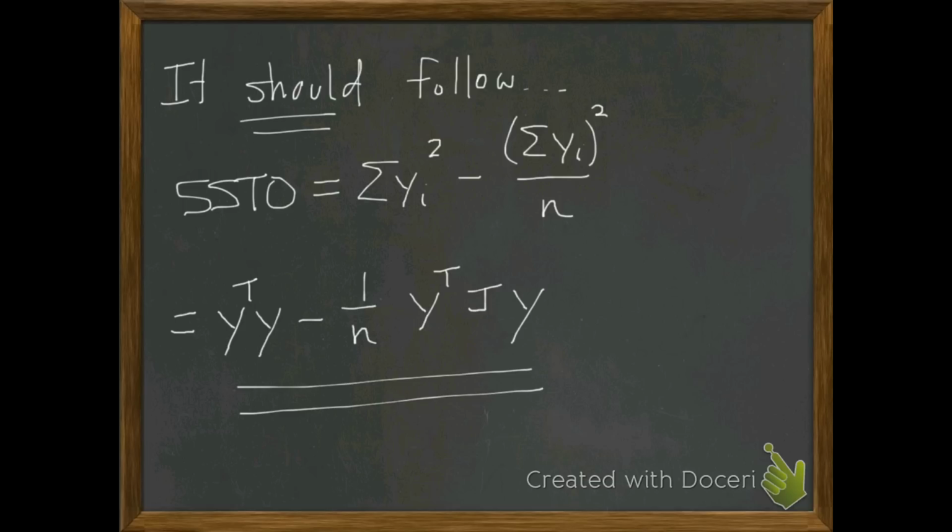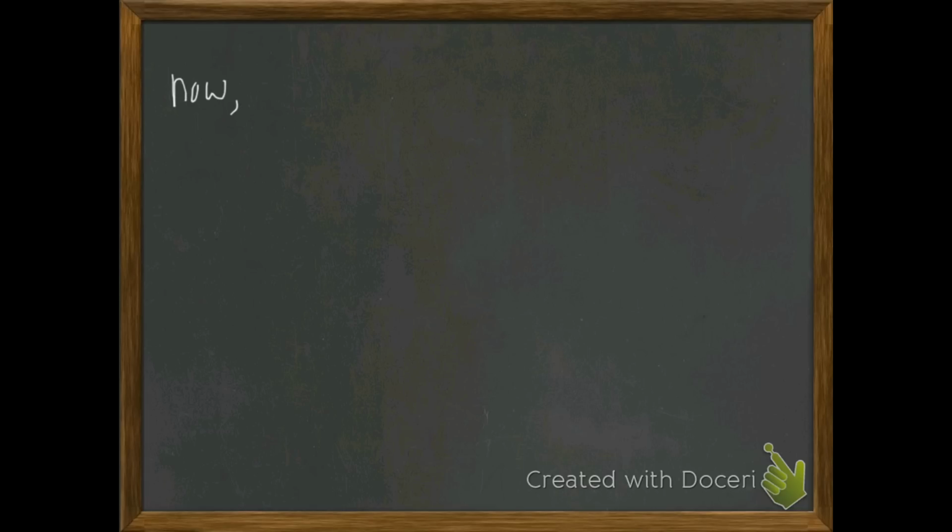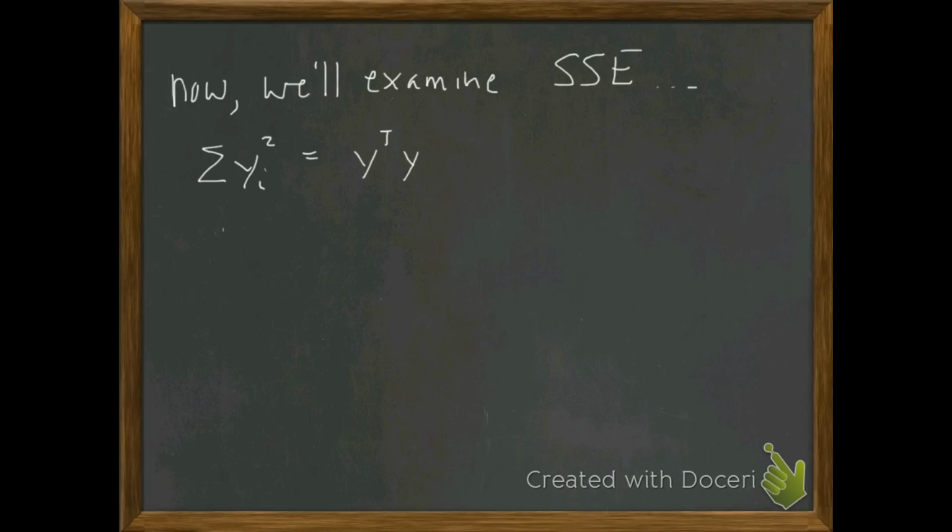Now, I think I want to examine the sum of squares for the error. And just like we had before, where the sum of the y sub i squared can be rewritten as y transpose y, it should follow that the sum of the errors squared is the error vector transpose times the error vector.